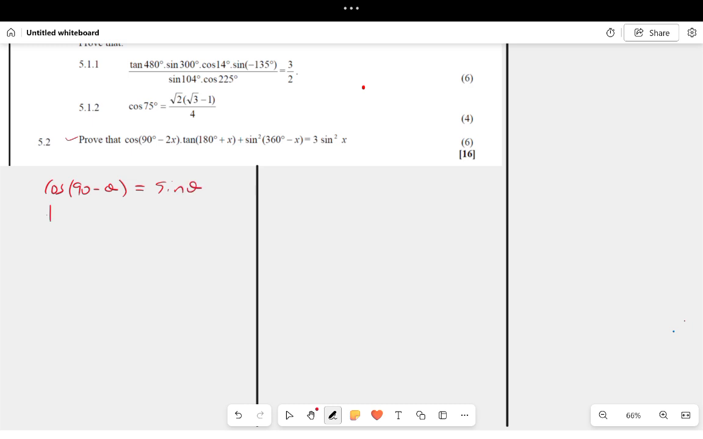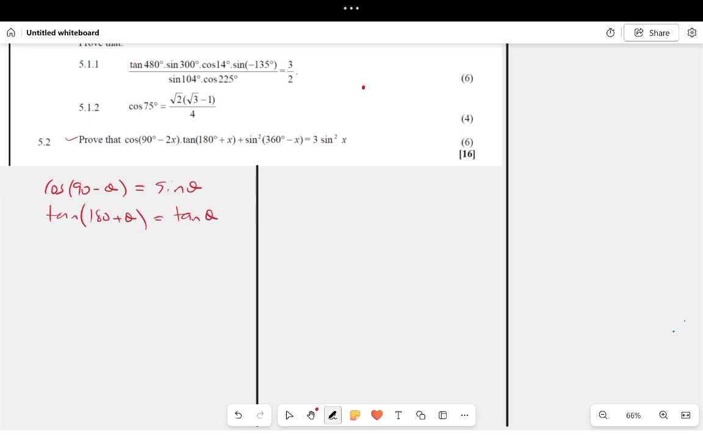And if you have tan of 180 plus theta, this is simply equal to tan theta, because 180 plus theta is theta degrees into the third quadrant.